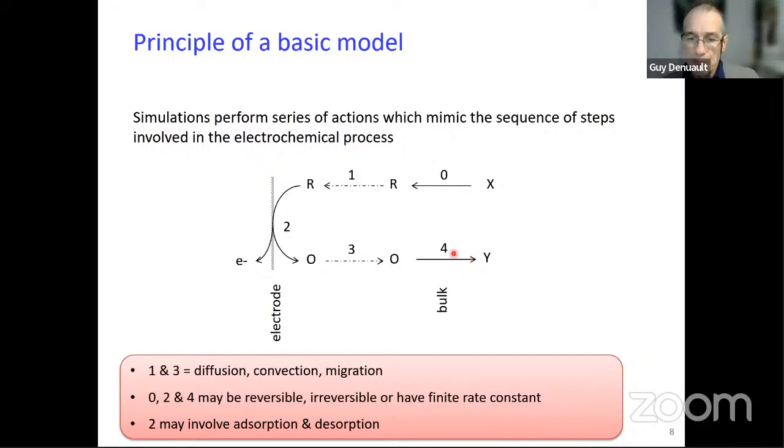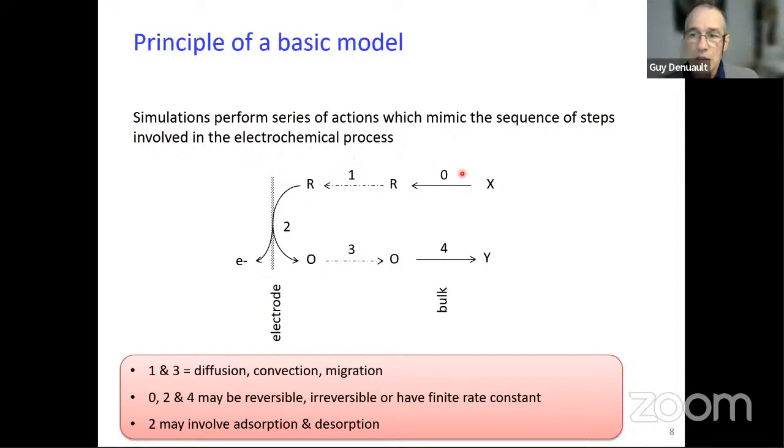So steps 1 and 3 are controlled by migration, convection, and diffusion. You know that we can ignore migration very often. We can control convection often. So the one we're left with is diffusion. Most of our simulations in electrochemistry simply involve diffusion as the form of mass transport.